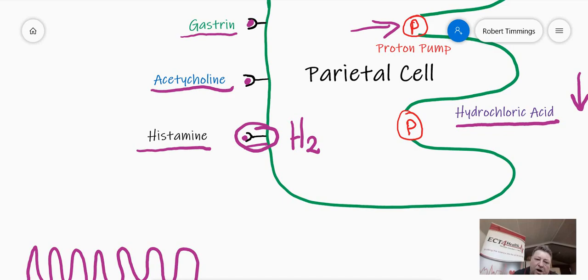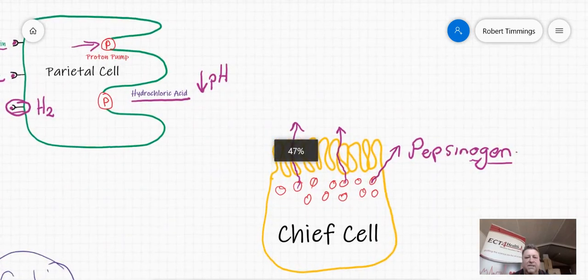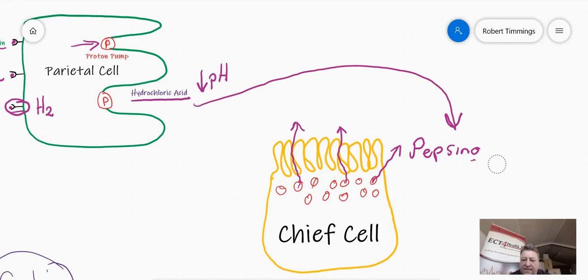Alrighty, so I think that pretty much is it in a nutshell. We've looked at the chief cells, we've looked at the G cells, we've looked at the neck or the mucus cells, and the parietal cell. The last one I wanted to touch on is the chief cell and this pepsinogen again. Why we secrete hydrochloric acid is because it switches on pepsinogen. And when it switches on pepsinogen, it activates and turns into an enzyme called pepsin. And pepsin is the enzyme in your stomach that breaks down the protein.